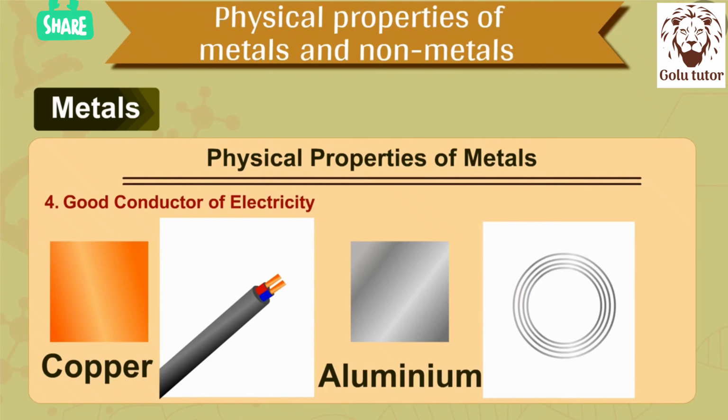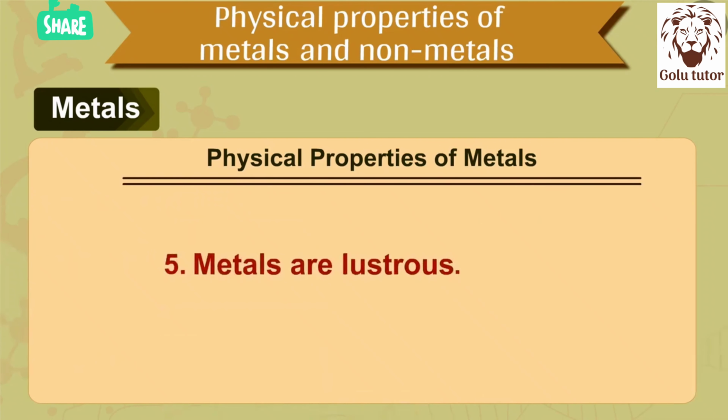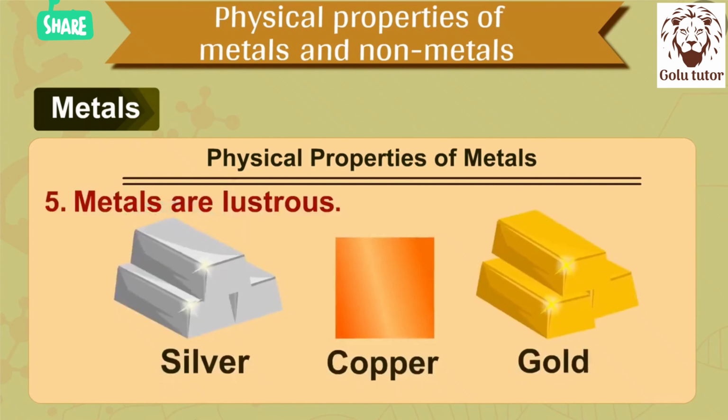The fifth property of metals is that metals are lustrous. That is, they have a shiny surface and also they can be polished. For example, gold, silver, and copper.